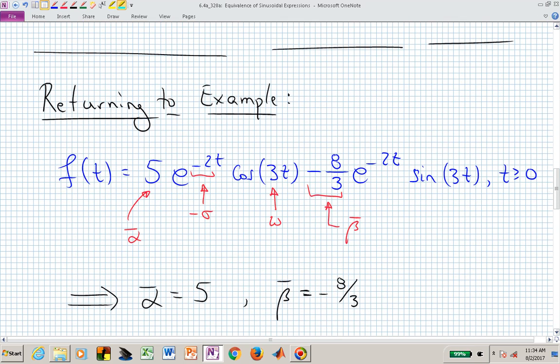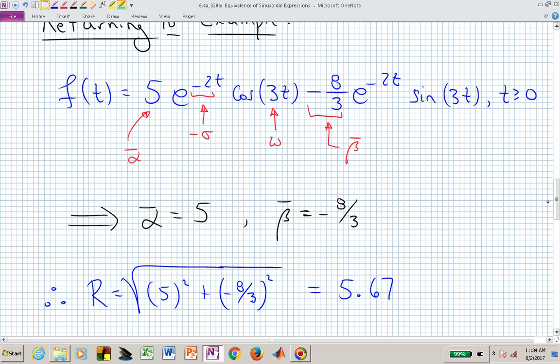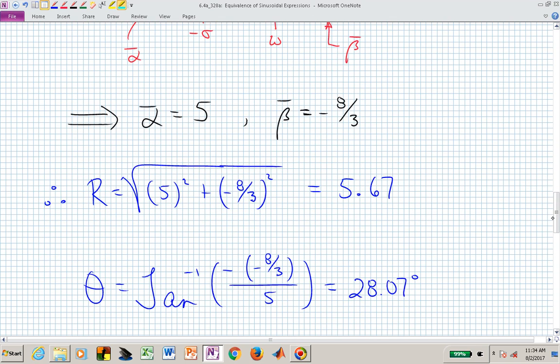So in our particular example, where we had the exponentially damped cosine combined with the exponentially damped sine, now we can go into that. We can identify the omegas and the sigmas. The key, though, is finding the coefficients. Alpha bar is just 5, and beta bar is minus 8/3. R is now the square root of those two, alpha bar and beta bar squared, which now ends up being 5.67, and that should look familiar. And the angle is now the inverse tangent of the negative of beta bar, which gives us then 8/3. So we now have the inverse tangent of 8 over 15, which 8 is less than 15, so we know that we're a little bit less than 45, and in fact we're at 28 degrees for our angle theta.